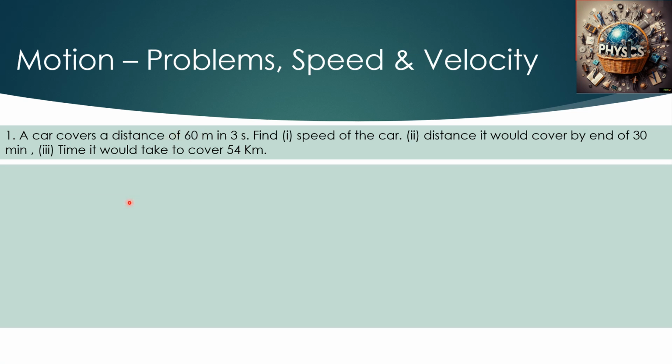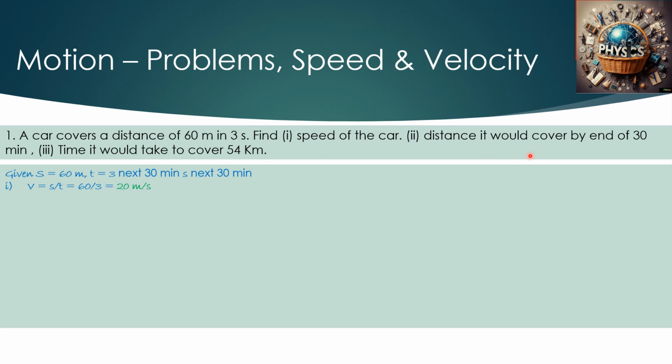So in case of a constant speed, since given is distance and time already, we know speed equals distance by time for a constant speed. In this case, simply we can divide 60 by 3, so it gives us 20 meters per second.